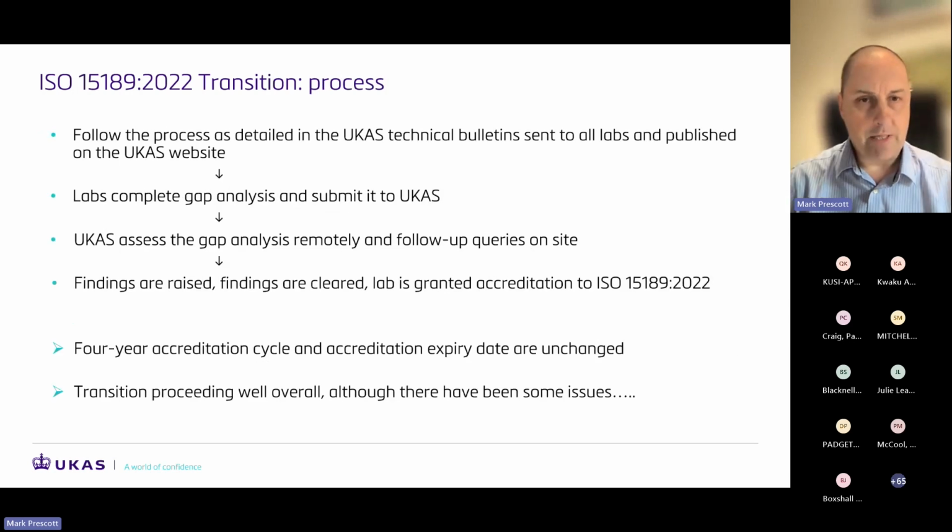So just to touch on the transition process, again, I'm sure most of you will be familiar with this, so only a very quick look at this. There's various information on the UKAS website and all sorts of other publications around the transition process. It's really down to laboratories to complete their gap analysis and submit that to UKAS. This is being assessed remotely by the UKAS assessment manager or the lead assessor specifically, so there's no technical assessor involvement at this stage. This is being done remotely, generally about 4 weeks before the assessment, and we will then follow up any queries on site. I'll come to that a little bit more on the next slide.